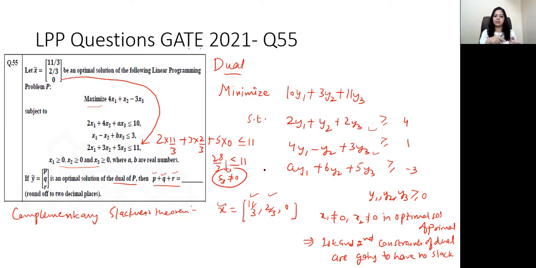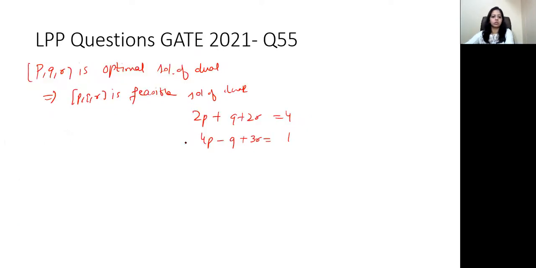The variables being 0 in the primal are deciding the slacks being non-zero in the dual, and vice versa, right? So since this slack is non-zero, the third constraint, that means the third variable here is 0. So the third variable 0 means R is equal to 0 in the optimal solution. So you see, now we got this information. It's very easy for us to find the values of P and Q. So you put R equal to 0, you will get two equations: 2p plus q is 4, 4p minus q is 1.